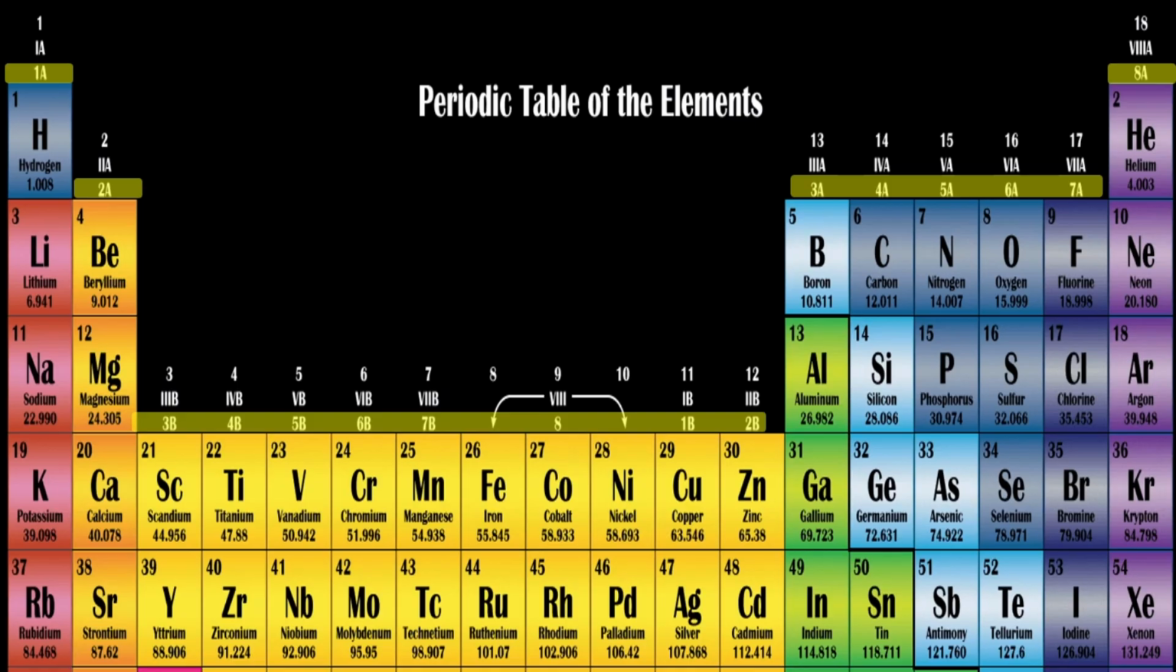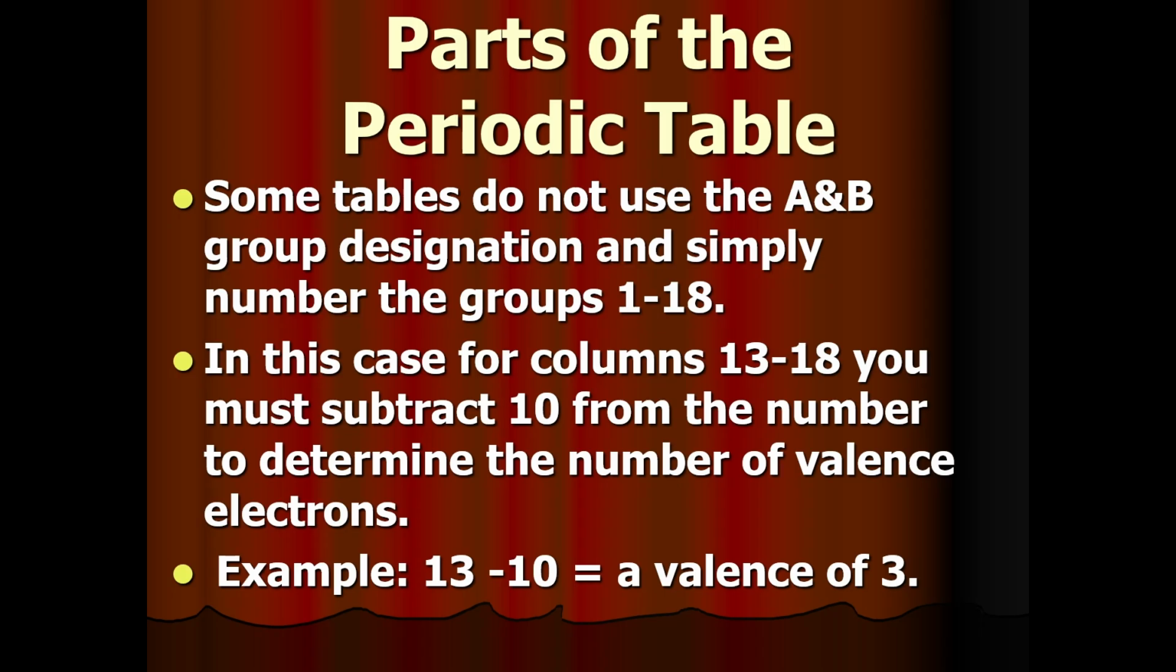In this example, we have highlighted the more modern numbering system that still includes the use of the letters A and B to designate whether the column is a main or transitional group. Some advanced tables have removed the A and B group designation and simply number the groups 1 to 18.